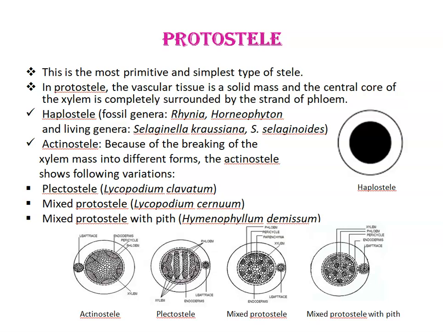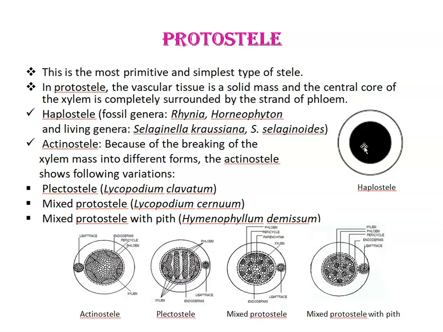Haplostele is the most primitive type of stele, and in this, the xylem forms a solid, smooth, and spherical central core. This is xylem, which is surrounded by a continuous concentric layer of phloem. Haplostele can be found in fossil genera as well as in living genera. In fossil genera, for example, Rhynia, Horneophyton, and living genera examples are Selaginella kraussiana and selaginoides.